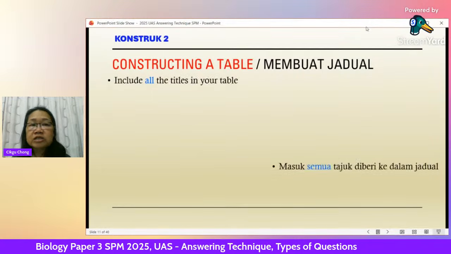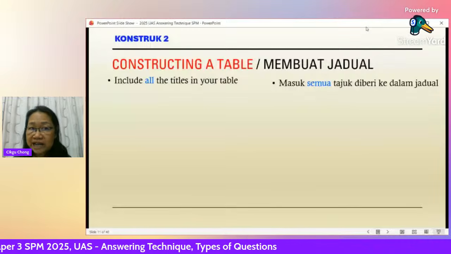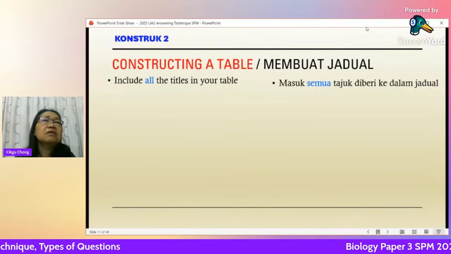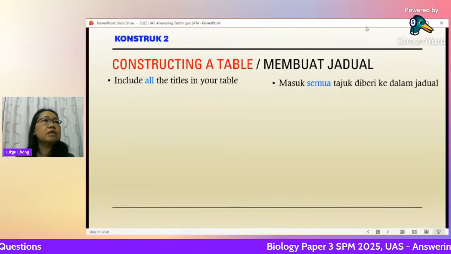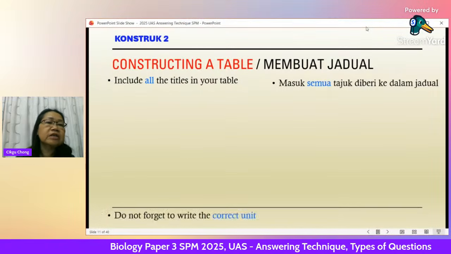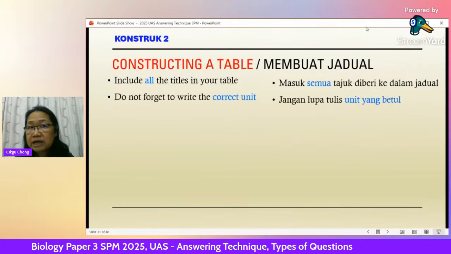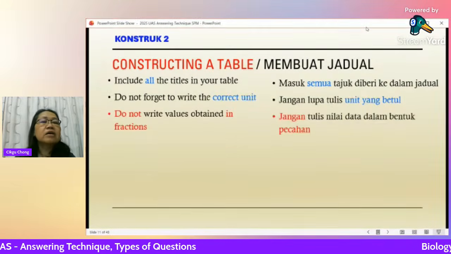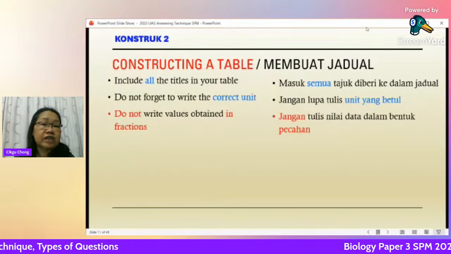When constructing a table, make sure you have all your titles. The title is the MV you're using, let's say concentration of enzyme, and you must put the percent, or how many mole. A percentage is usually used. Don't forget to write the unit, percent or cm or seconds. Do not write your values in fractions.